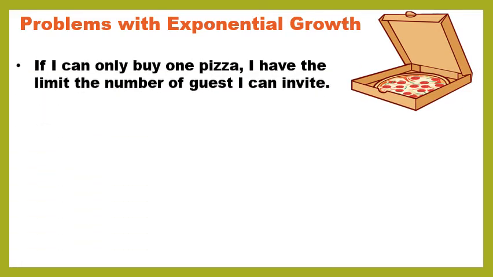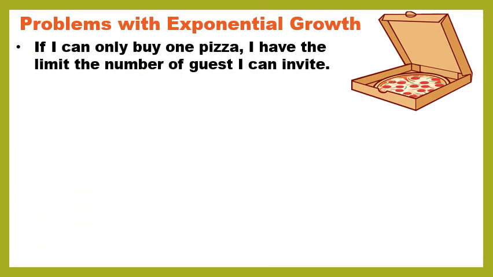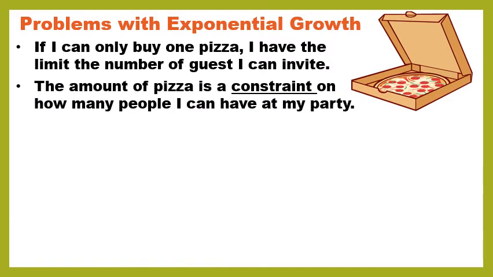All right, so if I can only buy one pizza, I have to limit the number of guests I can invite. If I have a pizza with 16 slices, it really isn't fair of me to invite 50 people to my pizza party. I'm not going to have enough pizza to go around. The amount of pizza is a constraint on how many people I can have at my party. So instead of inviting 50, maybe I can only invite 8, so everybody gets at least 2 slices of pizza.